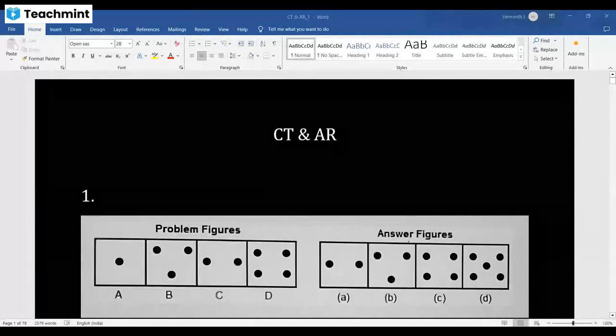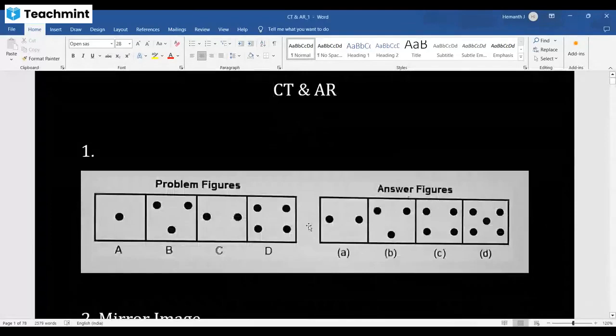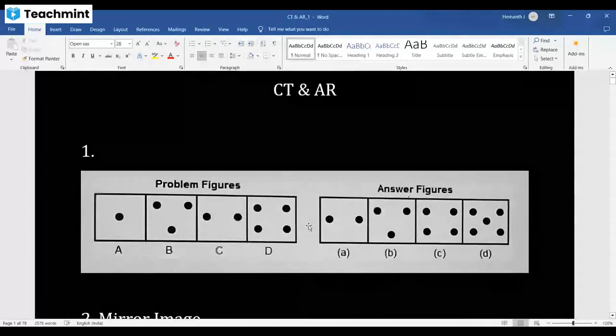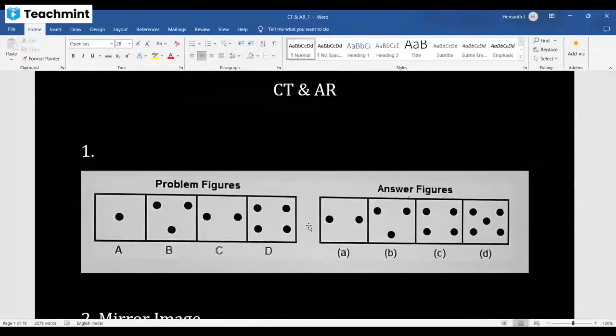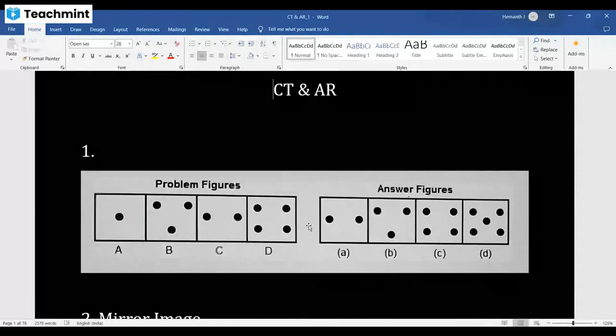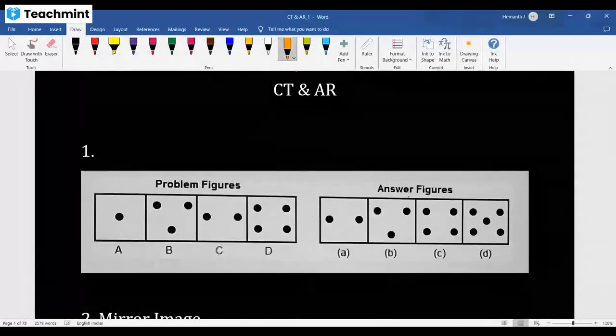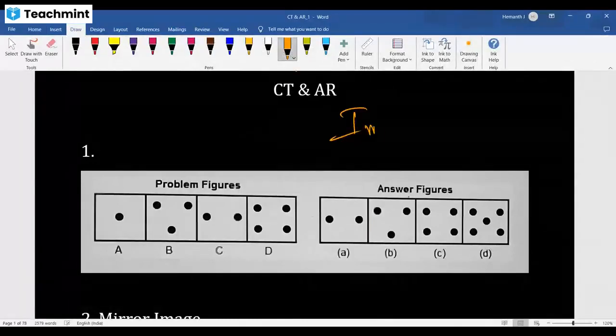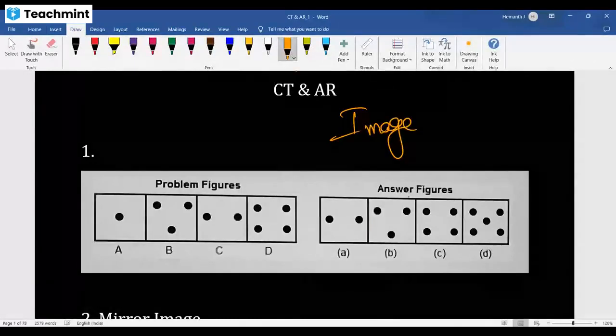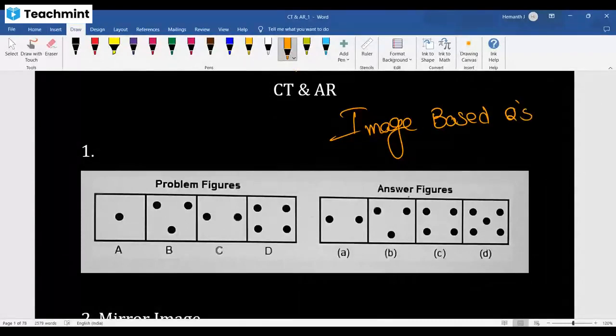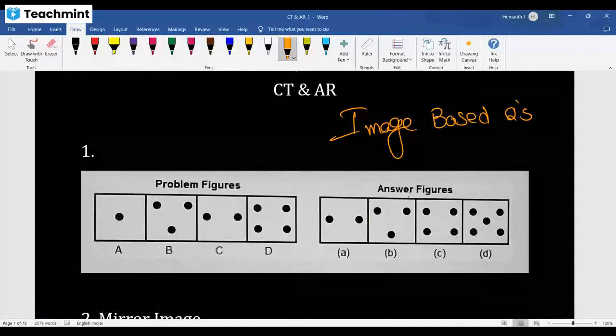See this first question. This is related to the next diagram. What is the finding next in the given figure? We said, in AR, we are discussing the CT and AR combination. In AR, we already mentioned that we have visual reasoning or image-based questions. This is an image-based question only. Here they're asking what is the next diagram.